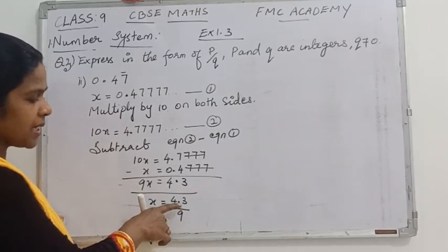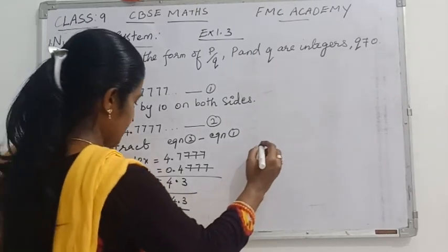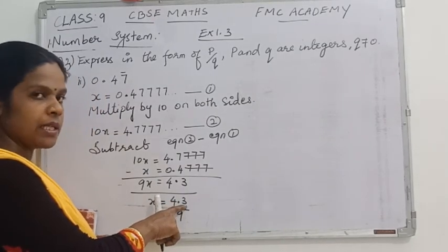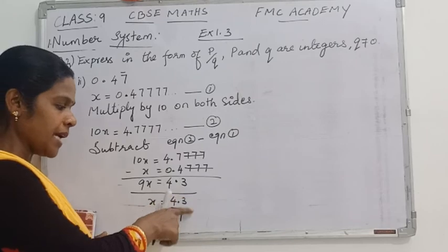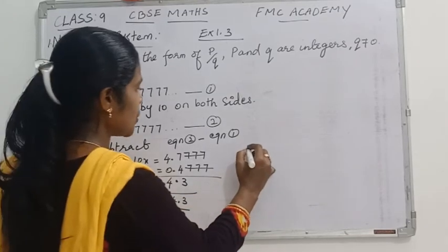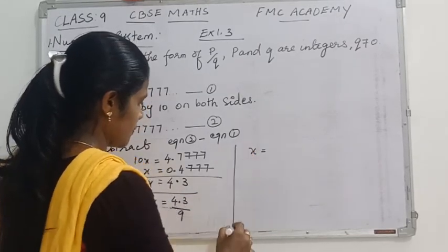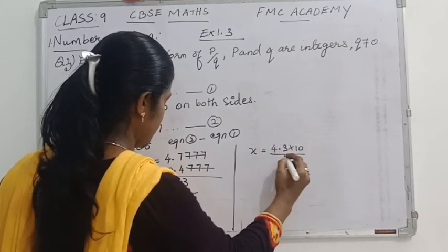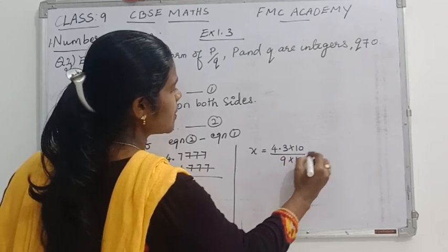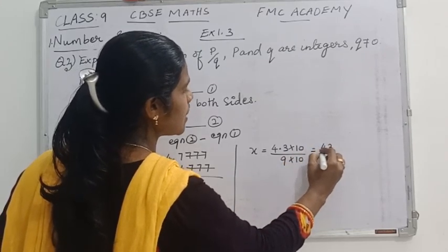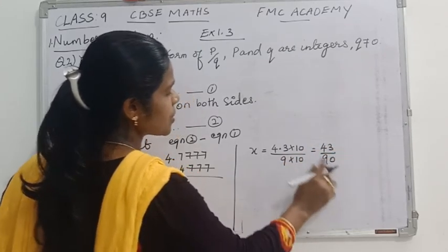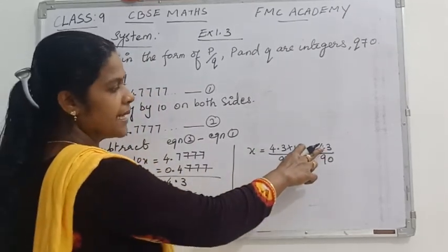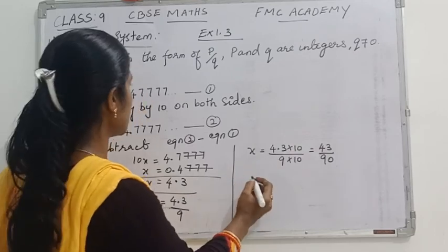But here a decimal is there, we need to remove the decimal. So multiply by 10 to remove the decimal. After the decimal we have only one digit, so we multiply the numerator as well as the denominator by 10. So x is equal to 4.3 into 10 by 9 into 10, which is equal to 43 by 90. Just check whether it is in the simplest form or not. Here it is already in the simplest form. So you can write the answer this way.